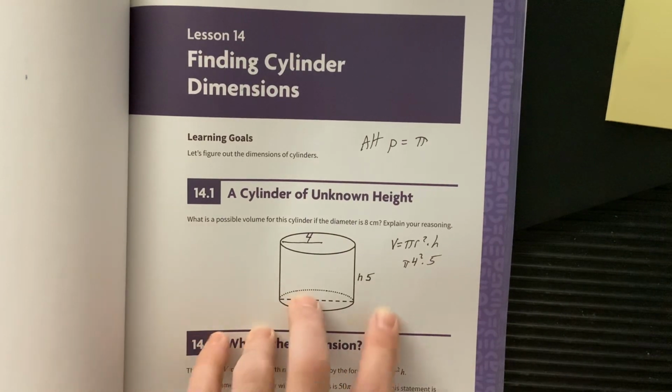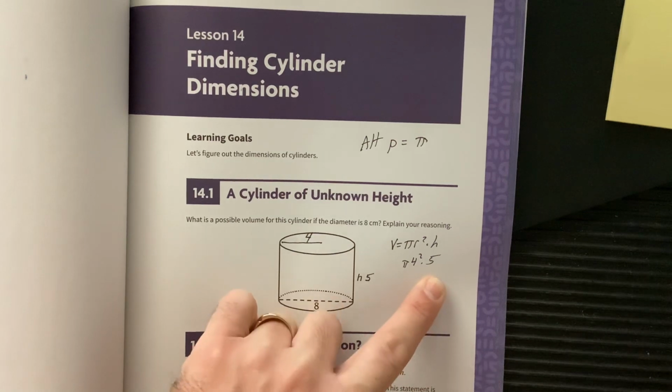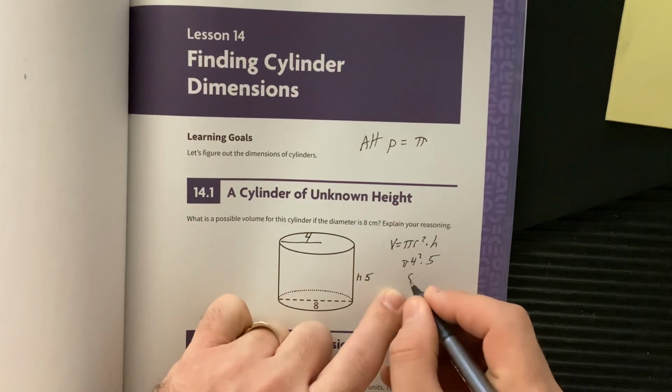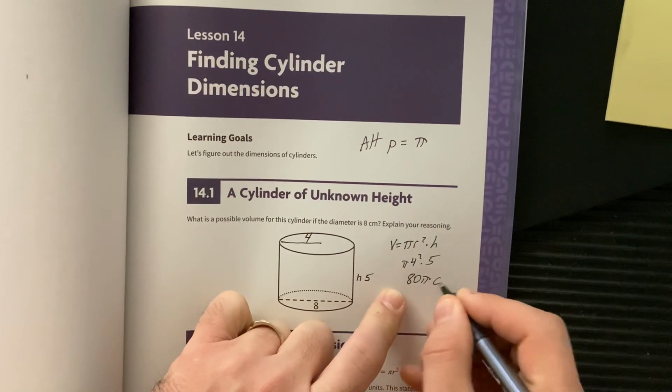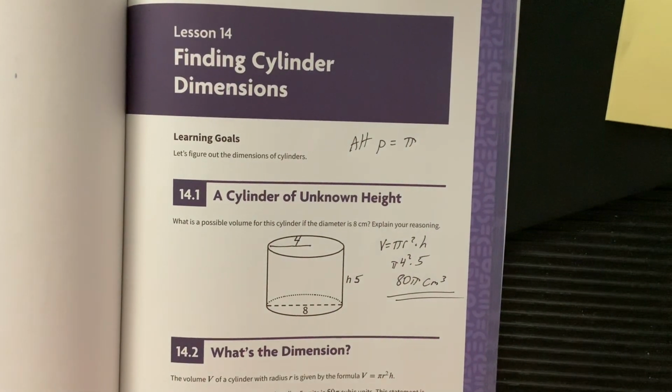80. Okay, so 4 times 4 is 16. 16 times 5 is 80. Is that what you said? Yep. Sounds about right. 80 pi centimeters cubed. Alt P to get that symbol.